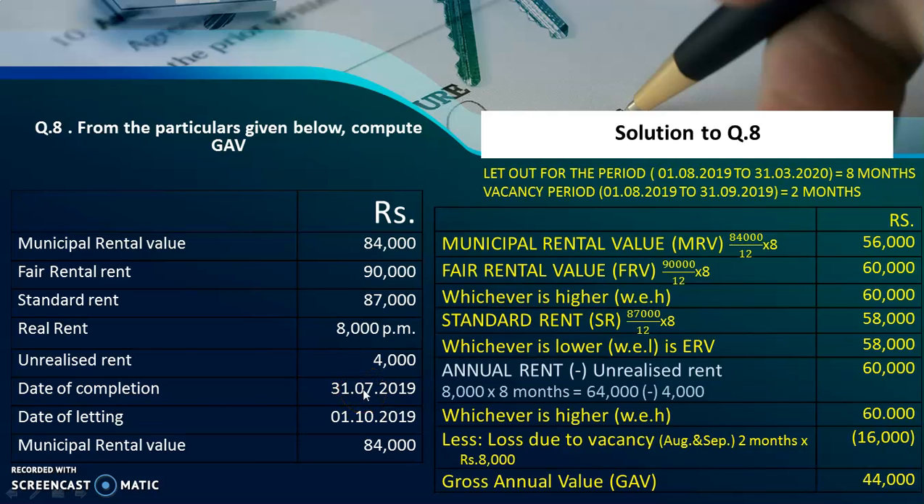August, September, October, November, December, January, February, March, only for 8 months the house is ready for being let out. And hence, while computing the annual value, the municipal rental value, fair rental, all annual values are to be reduced for 8 months. So MRV is 84,000. This annual value is to be divided by 12 and multiplied by 8, giving 56,000. In the same way, everything is to be divided by 12 and multiplied by 8. We will get an ERV of 58,000.